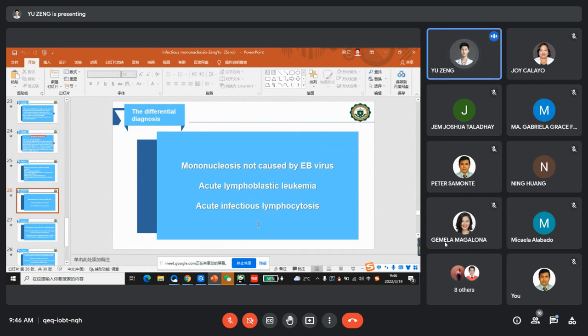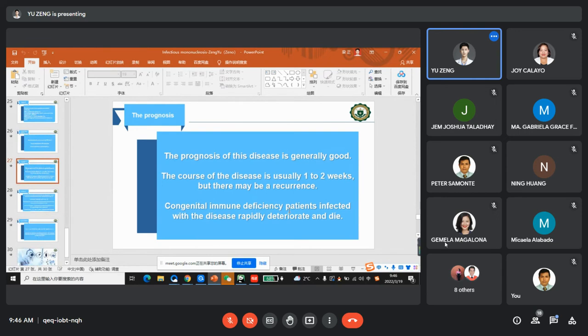Mononucleosis is not necessarily caused by EB virus. Differential diagnoses include acute lymphoblastic leukemia and acute infectious lymphocytosis. The prognosis of this disease is generally good. The course of the disease is usually 1 to 2 weeks, but there may be a recurrence. Congenital immune deficiency patients infected with the disease rapidly deteriorate and eventually die.